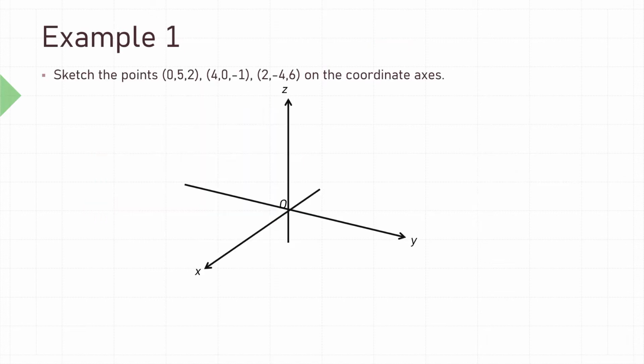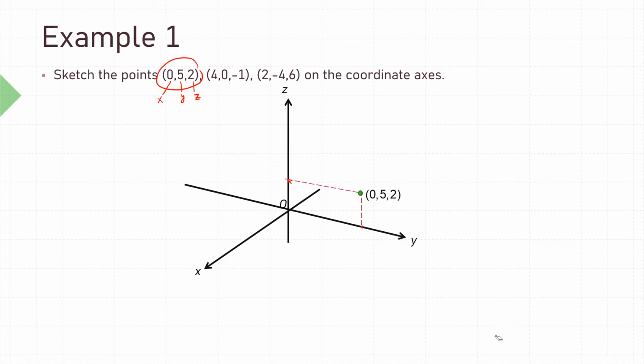Let's look at example 1. We need to sketch the points (0, 5, 2), (4, 0, -1) and (2, -4, 6) on these coordinate axes. Let's start with the first one, (0, 5, 2). This is x, this is y, and this is z. The x value is 0, the y value is 5, and the z value is 2, so it is here. The value of the x-axis is 0 at all these points. If the x value were not 0, suppose it were 5, it would be this way. But now x is 0, so we have the point (0, 5, 2).